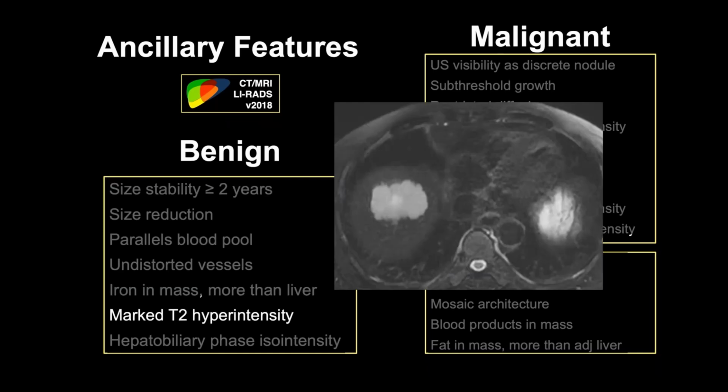Marked T2 hyperintensity is when the observation has similar T2 intensity to that of bile ducts and other CSF fluid structures such as the stomach and the CSF seen around the spinal cord on this example. Cysts, hemangiomas, biliary structures are some of the entities that have this benign imaging feature.